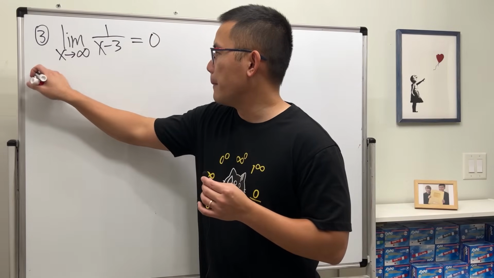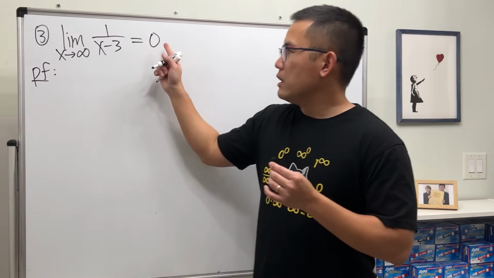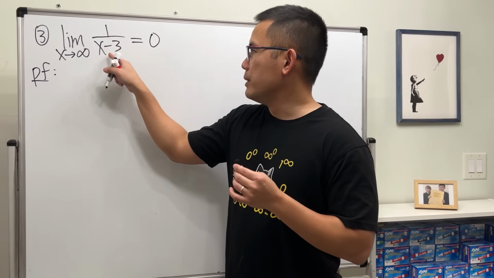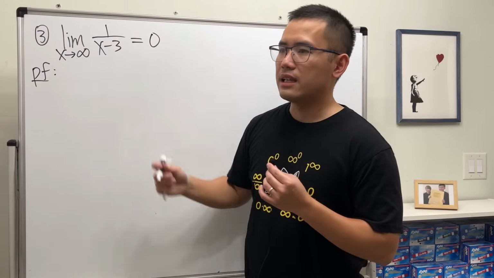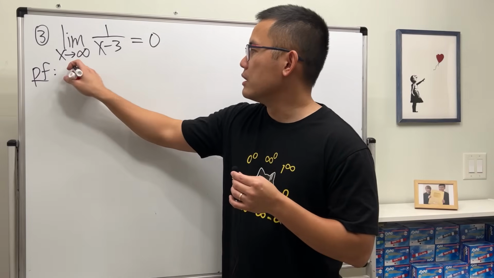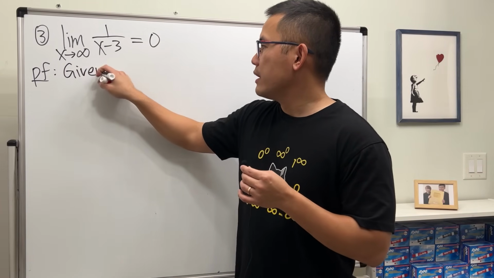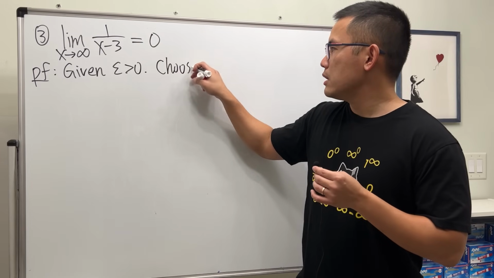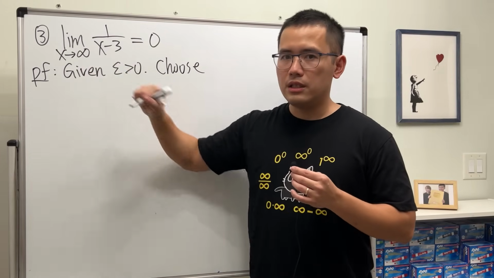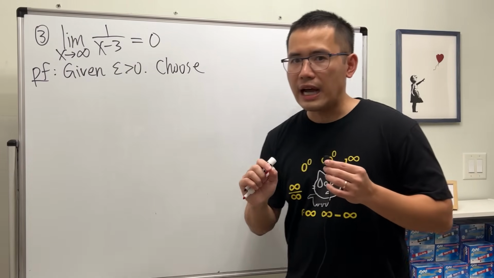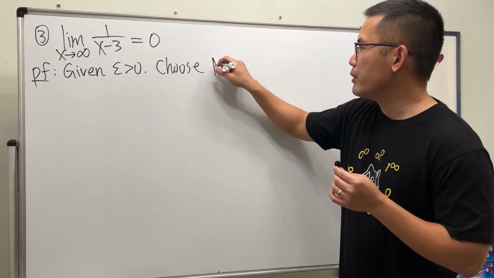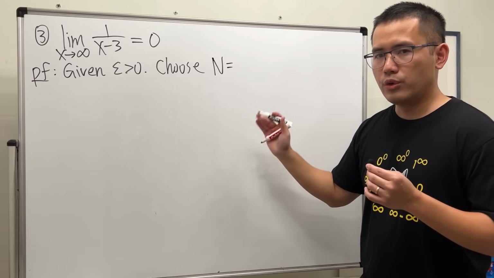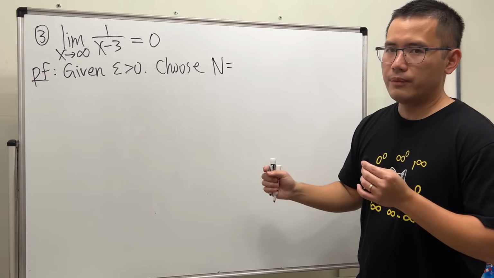Here we go. Proof. The limit is 0, which is finite, so we use epsilon. We want to make sure that the distance between this and that is less than epsilon, right? So given epsilon greater than 0, choose. Well, x is approaching infinity, so don't do delta. We are going to use capital N. But what's capital N though? Don't worry, we don't know yet. Just write it down for now. We'll figure out later.